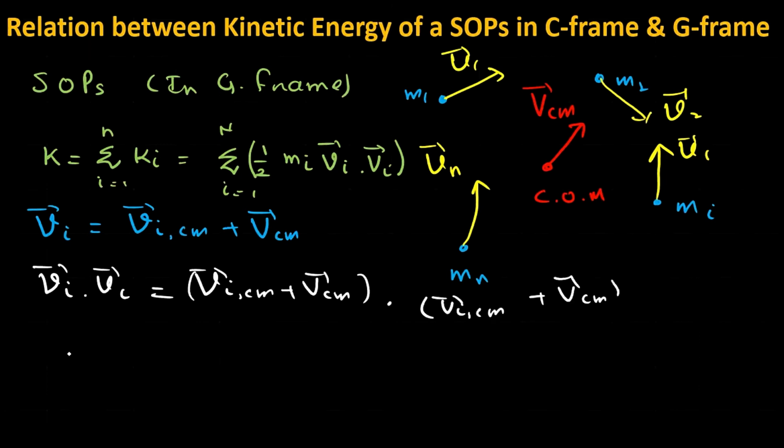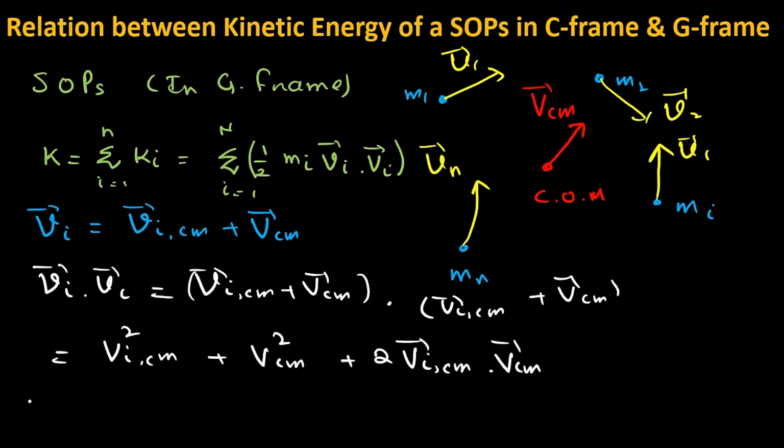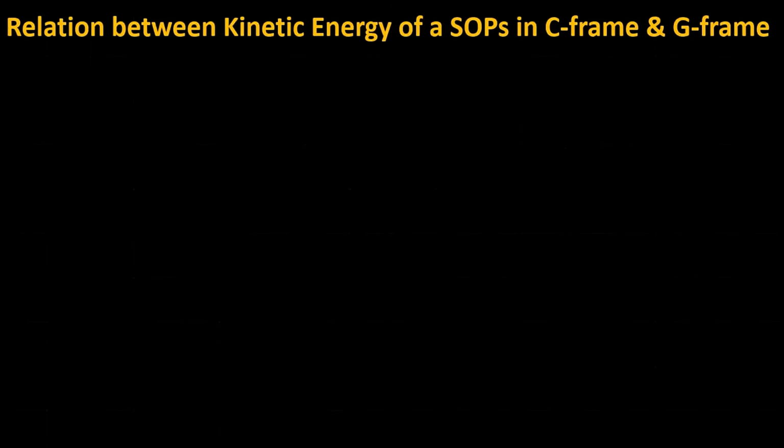So if I make a dot product, the first term will be simply vicm squared, and then vcm squared, and then there will be two cross terms. So that will be twice vicm dot vcm. And put this in the first expression, the expression of the total kinetic energy. Let's go to the next page here.